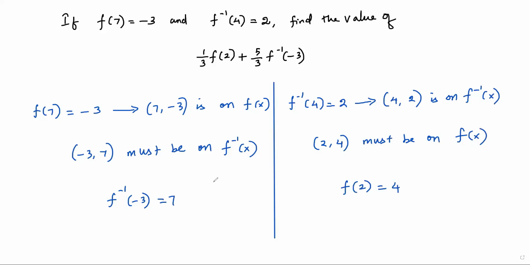In the work I've done so far, I got the values of f inverse of negative 3 and f of 2. f inverse of negative 3 equals 7 and f of 2 equals 4. So we need the values of f inverse of negative 3 and f of 2. I have to plug in these two values into the given expression and evaluate it. Let's do it on the next page.